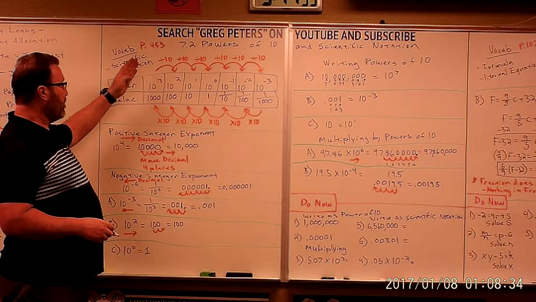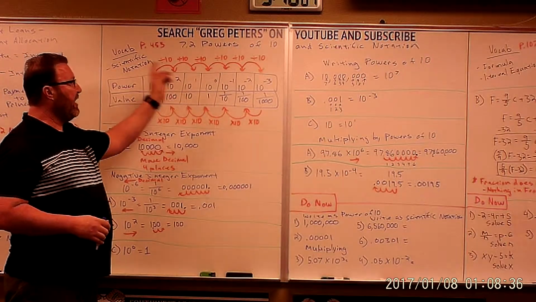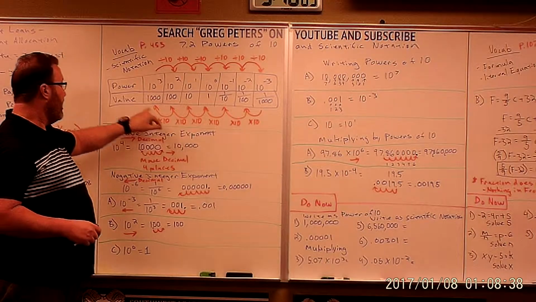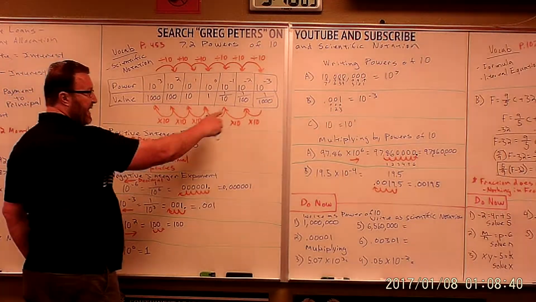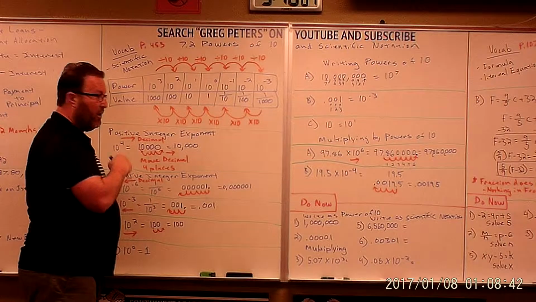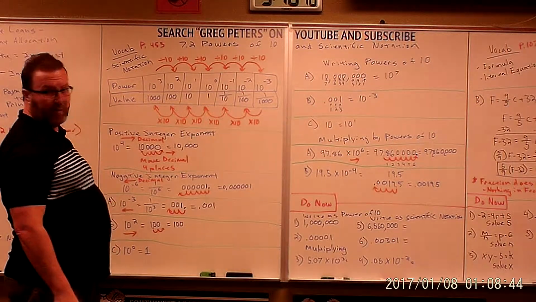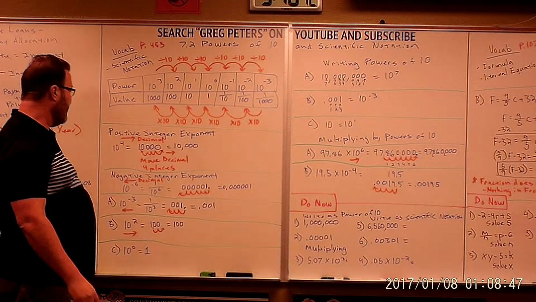Table. If we're going 10, 3, 1, and we're heading negative, we're just going to keep dividing by 10. If we're increasing, we're multiplying by 10, right? We take the number and multiply it by 10. That sets up our table for scientific notation.